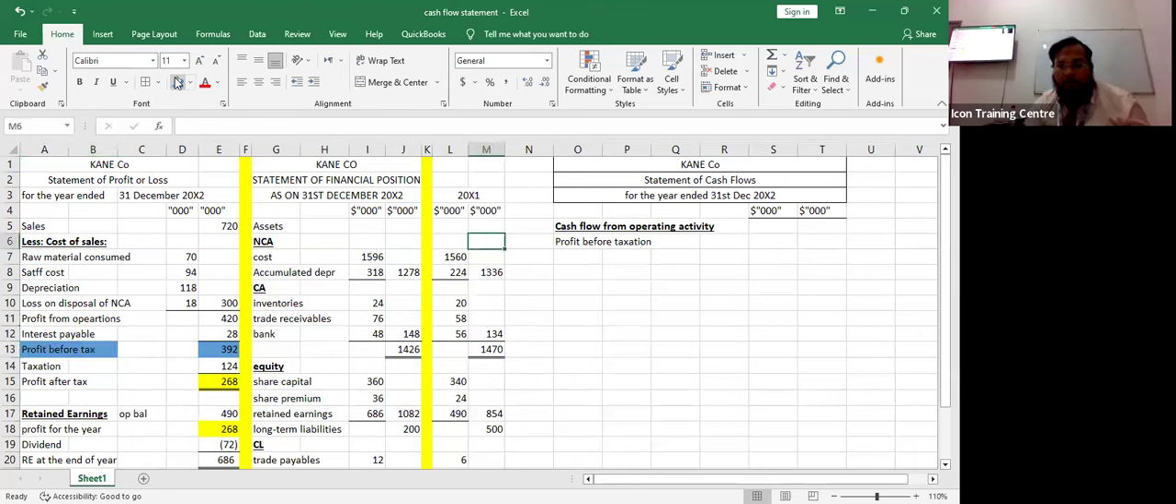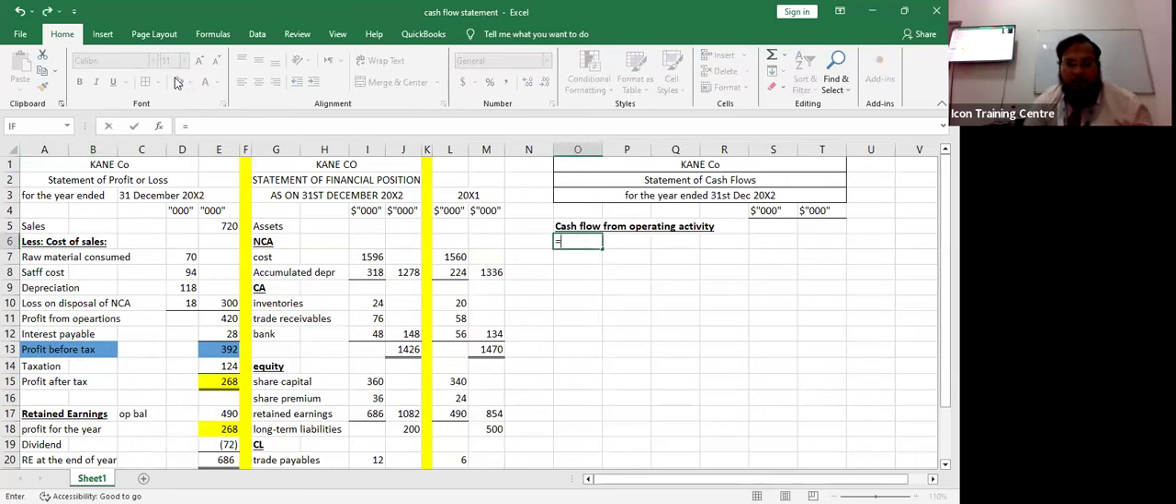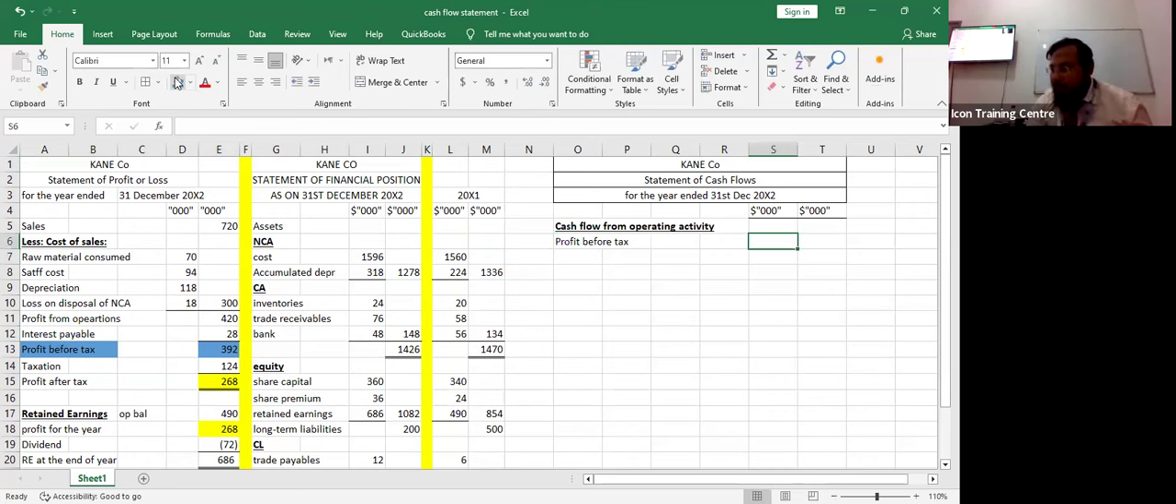Rather, I should pick from here. This is your profit before tax. And how much is the value? 392. This is a very important topic, very, very important. If you learn how to prepare a cash flow statement, it means you have learned a lot.